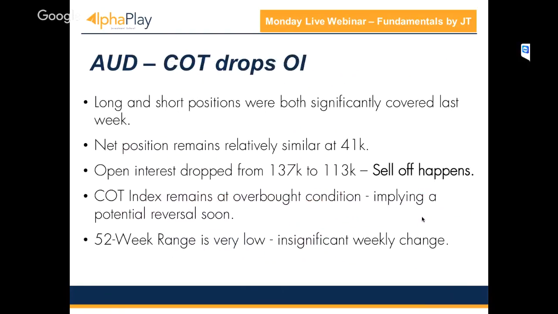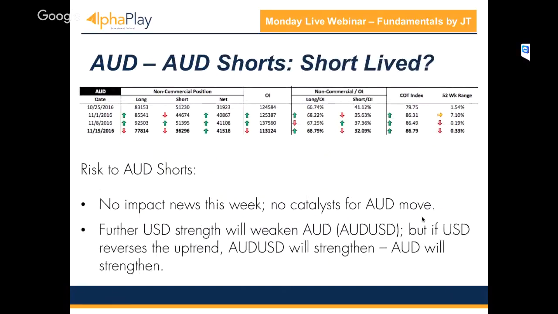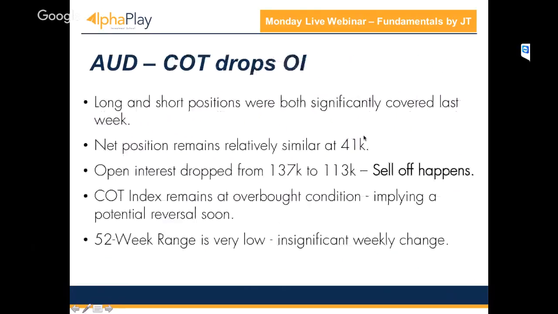Let's talk about the sentiment, which is the COT. The long and short positions were both significantly covered last week, and this is the COT for this week. We put it nicely for you. You can pause and take a look if you want to. We are looking at the 15th of November here. You can see the net position is now at 41K. The OI has dropped from last week. Let's take a look at our conclusion here. The net position remains relatively similar at 41K, not much change. Open interest dropped from 137 to 113.